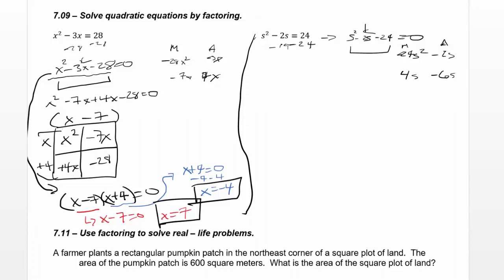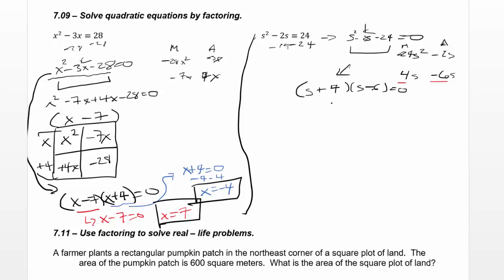Our shortcut tells us that we don't need to do any further, since the leading term is 1, that these are the two numbers that are going to be in the parentheses along with an s for each of these. So because of our shortcut, I know that our polynomial factors to s plus 4 and s minus 6. And again, this thing we factored is equal to 0.